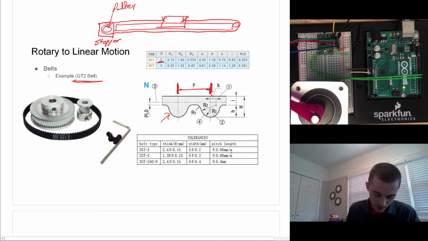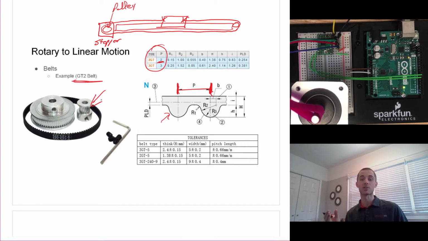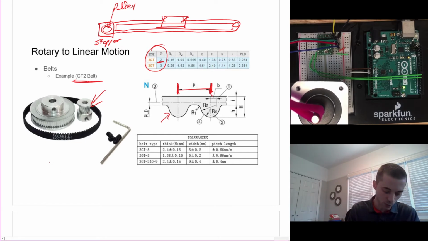That's something different. This is what we care about up here. So we've got a GT2 belt. We've got 2 millimeters per tooth, from the center of one tooth to the center of the next. Well, all we need to know then is the number of teeth on the particular pulley attached to our stepper motor. A common number of teeth on a pulley for a 3D printer: there's ones that are 12, 16, and 20. Let's pick 20 teeth.